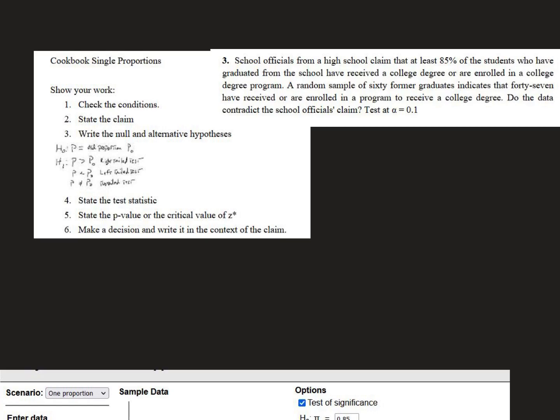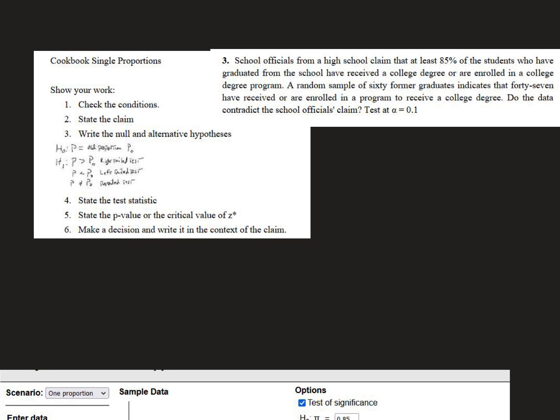Okay, so now we're working with proportions, same kind of deal. We want to check the conditions and make sure we're doing the right test. We are told that this is a random sample, right? Right there. So that's interesting enough. That's good.